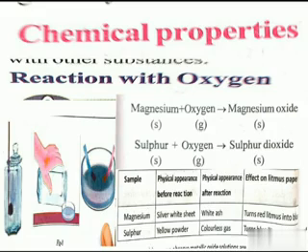Next, take a small amount of powdered sulfur in a deflagrating spoon and heat it. So here in this picture we can observe one jar. In that is a spoon, called a deflagrating spoon. In that spoon we will take a small amount of powdered sulfur and heat it.